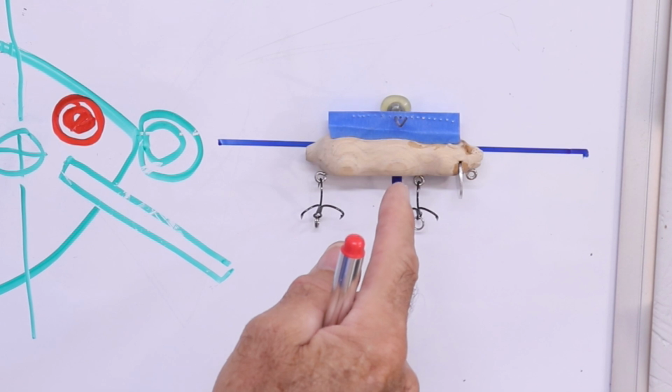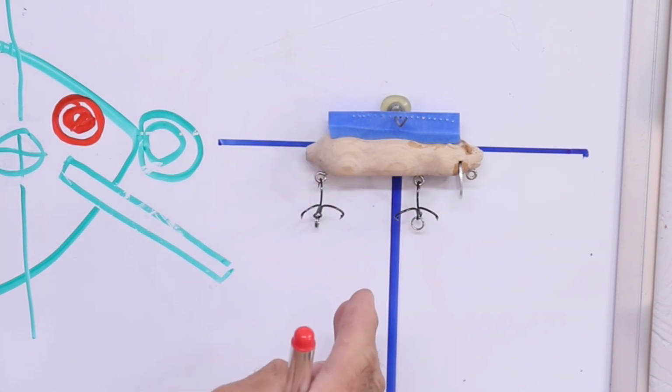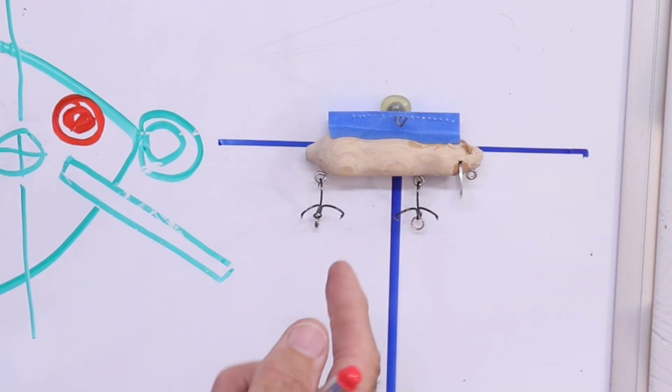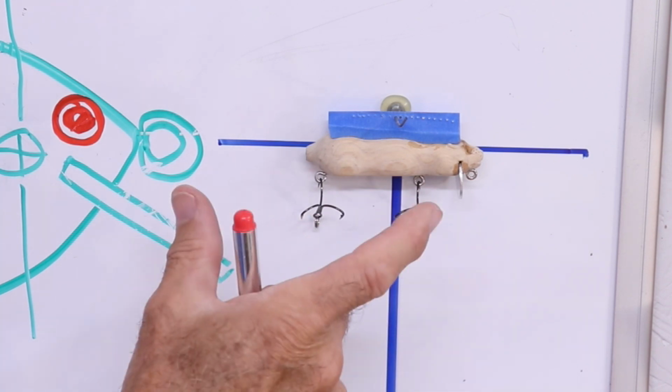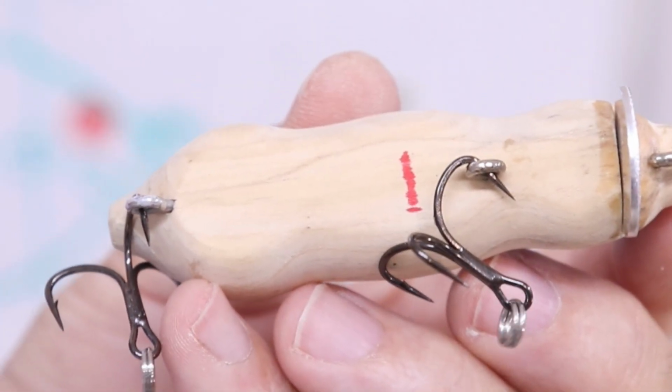So what this means is that this center line is marking the location of where the center of gravity is with everything on here, and where I want to put my weight if I want to keep the attitude of this lure the same in the water. And that would be where I put my weight.